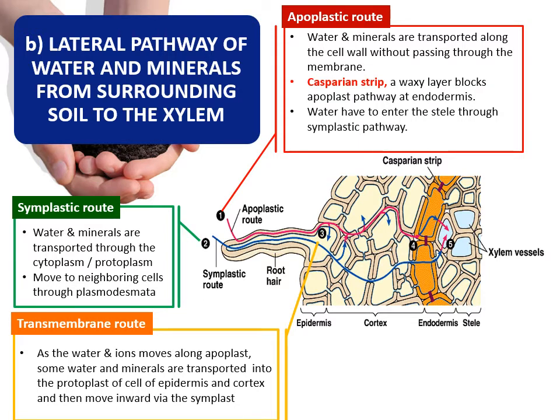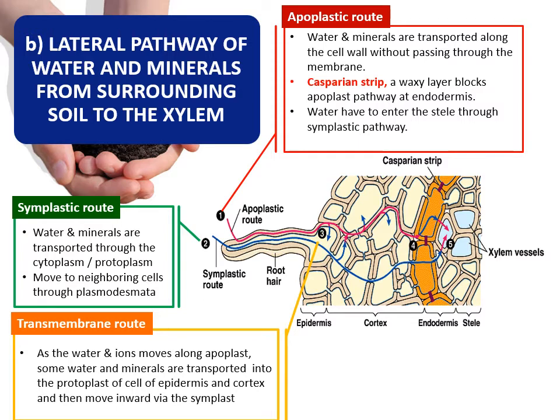First is the apoplastic route, second is the symplastic route, and the third one is the transmembrane route. In apoplastic route, water and minerals are transported along the cell wall without passing through the membrane. Casparian strip, a waxy layer, blocks apoplast pathway at endodermis. Water has to enter the stele through symplastic pathway.